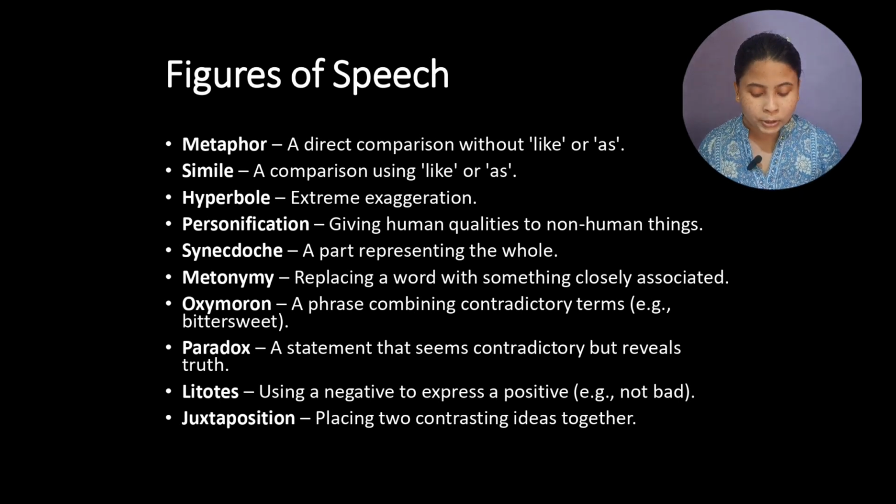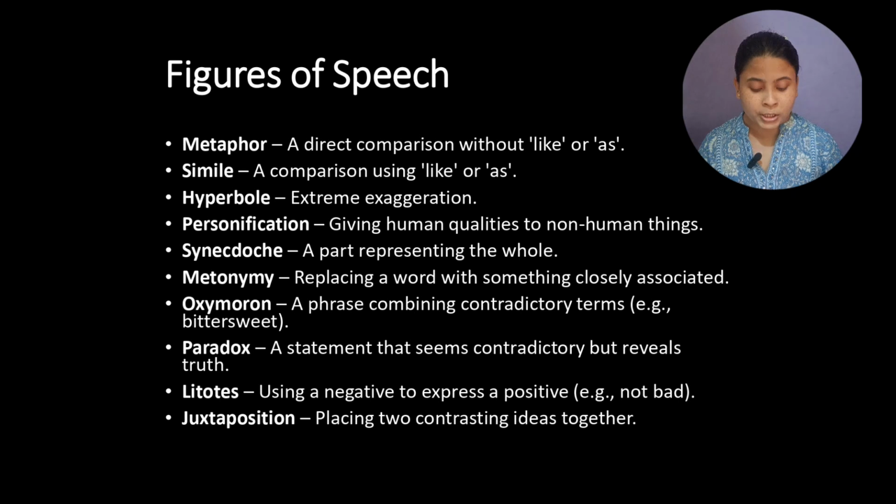Okay. Next, we talk about litotes. So litotes is using a negative way to express something positive. For example, not bad. Instead of saying good, we use not bad. So not becomes a negative, but not bad is using a negative way to express something positive. Instead of saying she is very good at cooking, we can say she is not that bad at cooking.